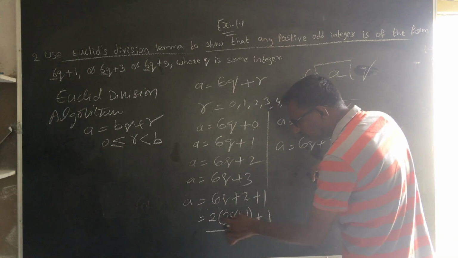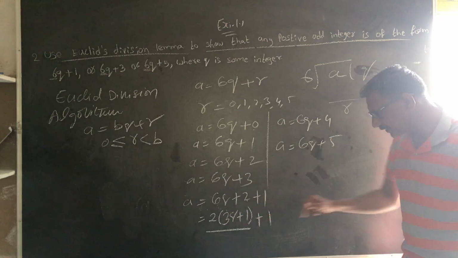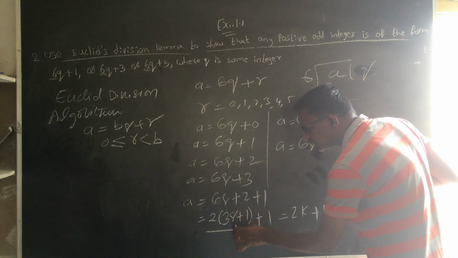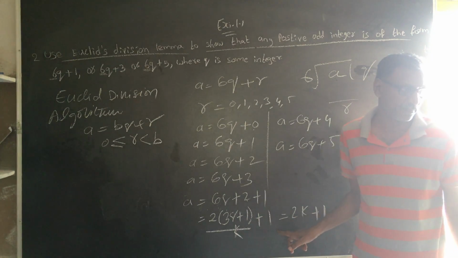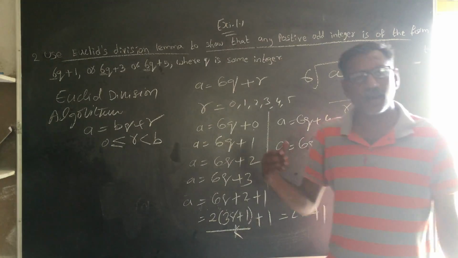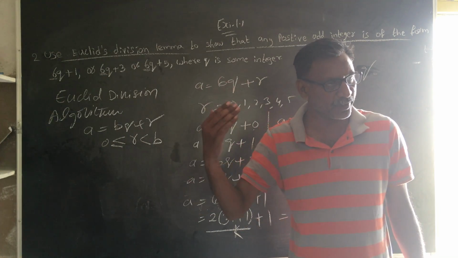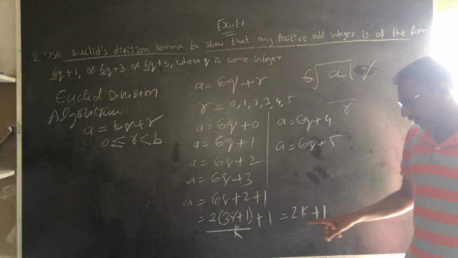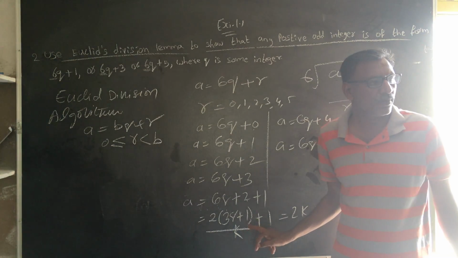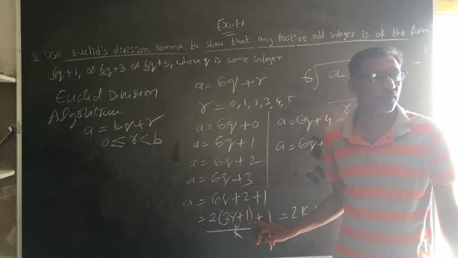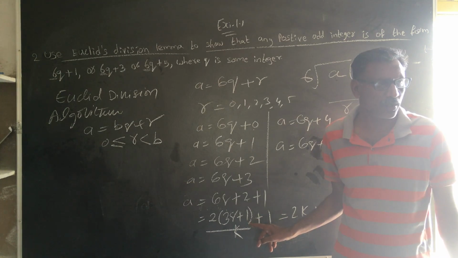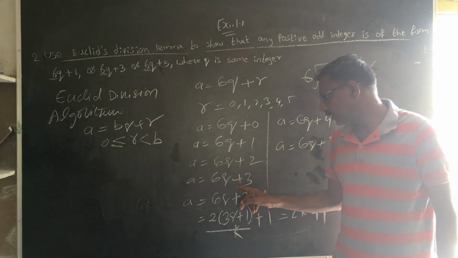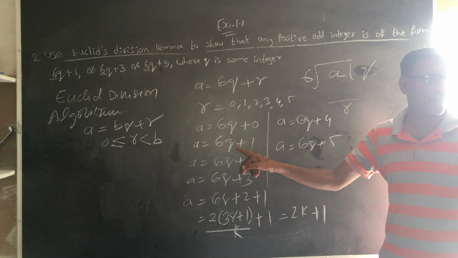See here, this is in the form of 2k plus 1, say some k, 2k plus 1. If any odd integer is divided by 2, it leaves the remainder 1. 1 is the remainder if it is divided by 2. Similarly, this we can also write like this.